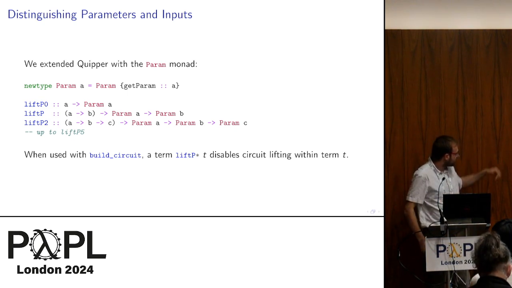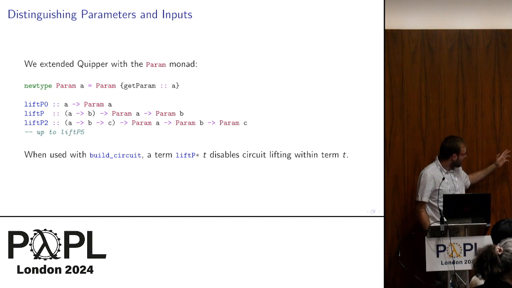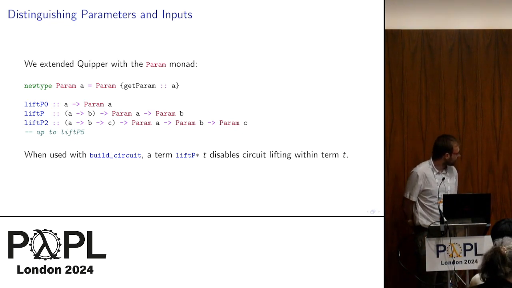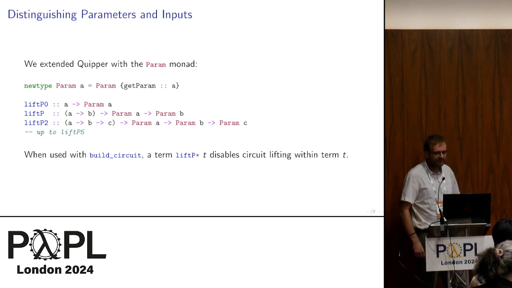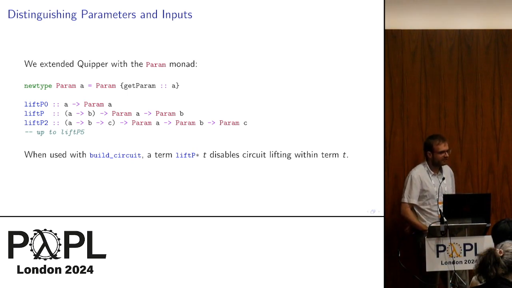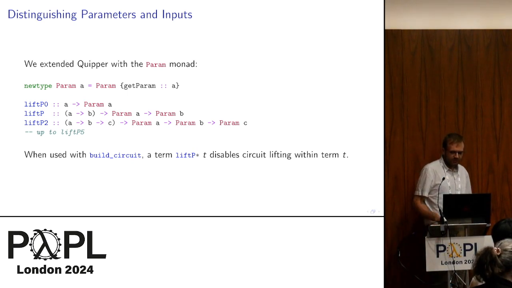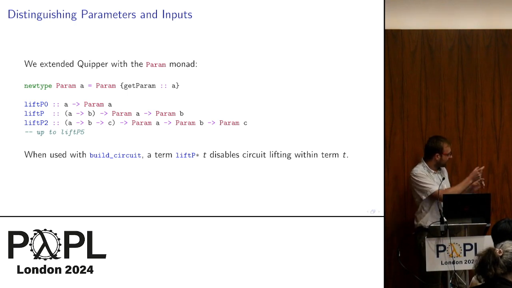So we have this Param monad. Not shown here are all the type class instances that you'd expect for an identity monad. And it has this family of liftp functions, which in classical code are just equivalent to the lift m family. But within the DSL, they should be considered keywords, because when you prefix a term with one of these liftp functions, then that disables lifting that term into a circuit.